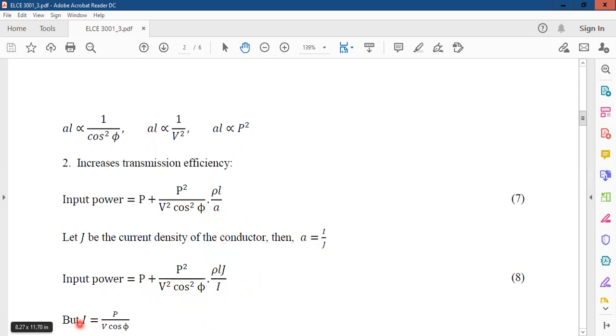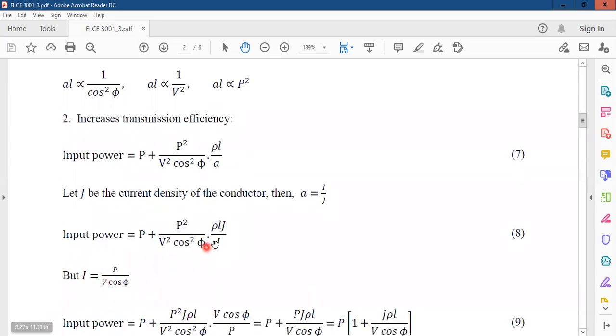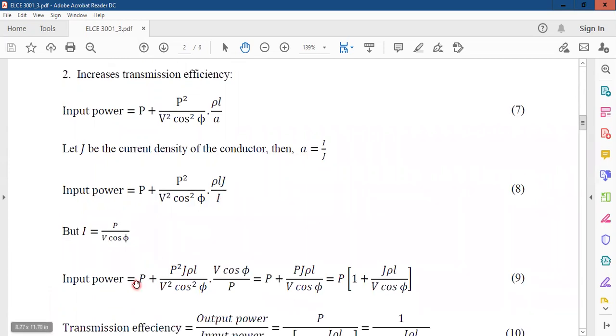Now, I from the equation of power equals P over V cosine phi. Let's substitute I here. We will get power equals V square rho L. J is constant, we keep it here. V square cosine phi square is also constant, we keep it here. Multiply by 1 over I here. I is P over V cosine phi. Because it's in the denominator, we have to inverse it. This is the value of 1 over I.